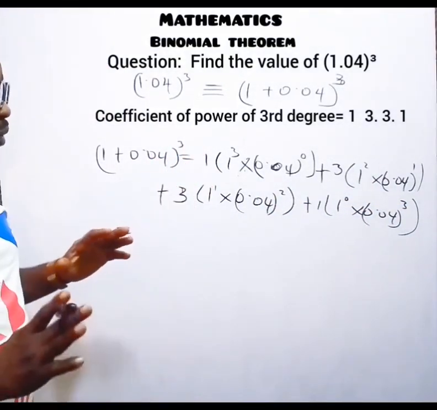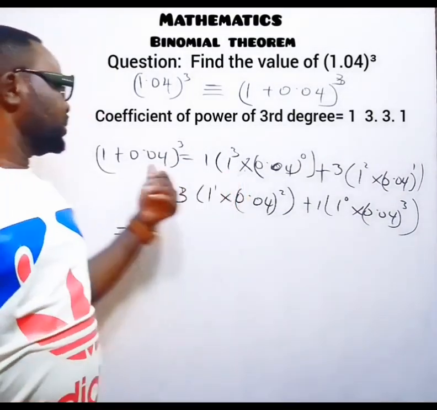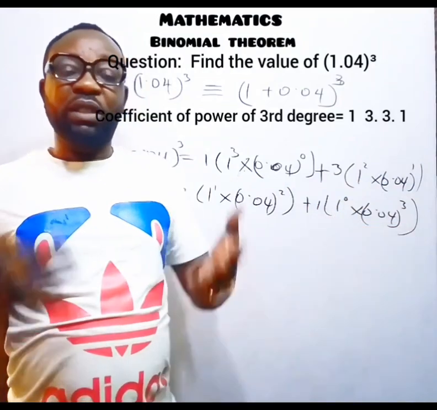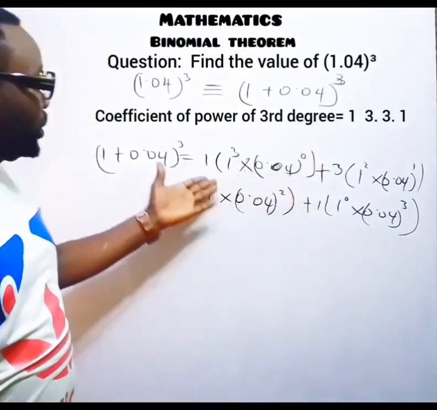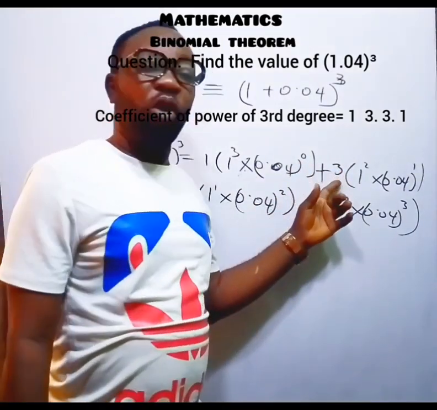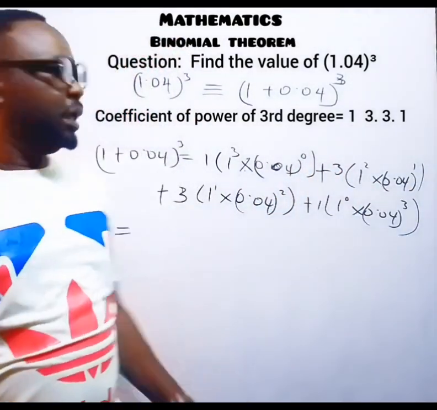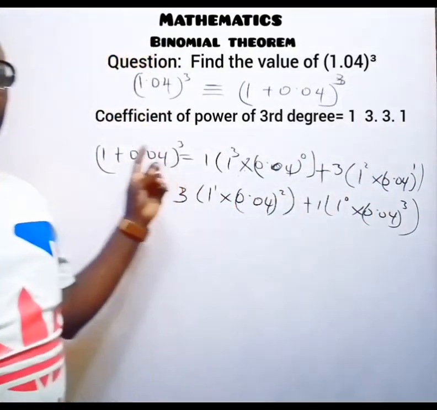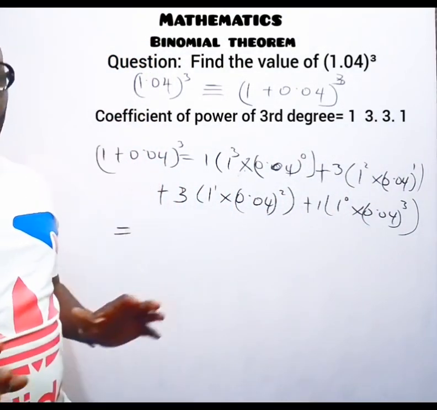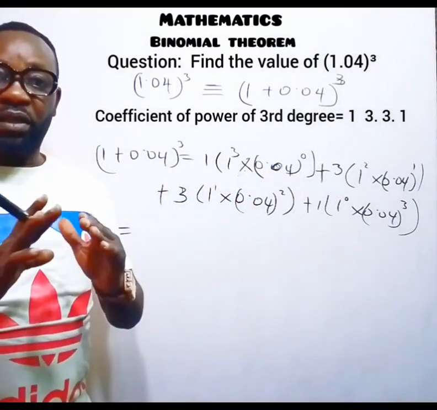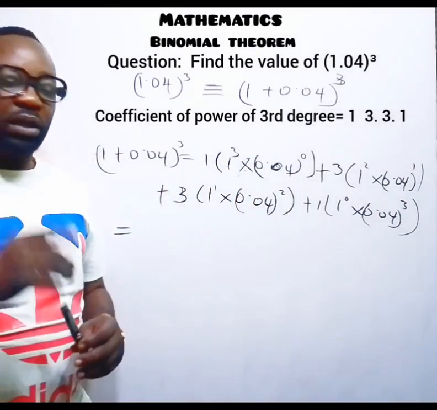Now, what I'm bringing out for you is this. Since 1 is the value here, anything you multiply by 1 will still remain that value. So this 1 does not have anything to do with anything here. You can just take the coefficient multiplied by the second term in the remaining expressions, except for the first expression. Take note of that. But I do it this way to make it simpler for your understanding.